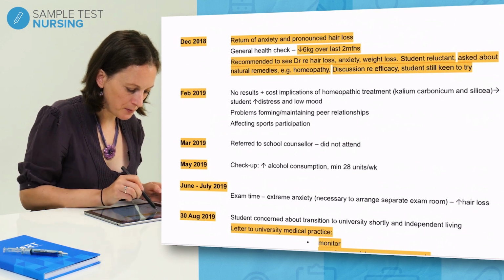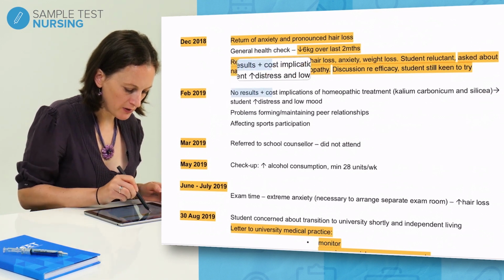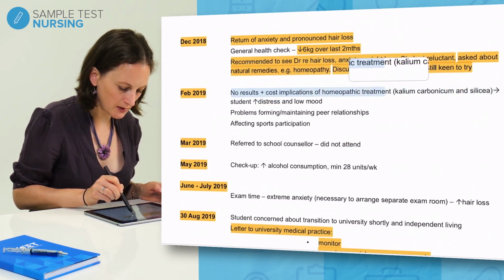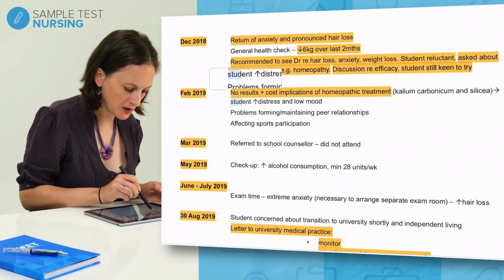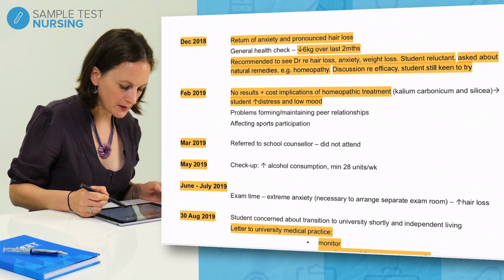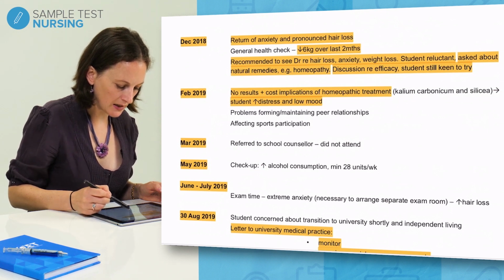When he returns in February, I can see that there have been no results and that also the cost implications of the homeopathic treatment have led to an increase in Jake's distress and low mood. The next 2 points look interesting, but are not relevant to the reasons that I'm writing to the reader about.